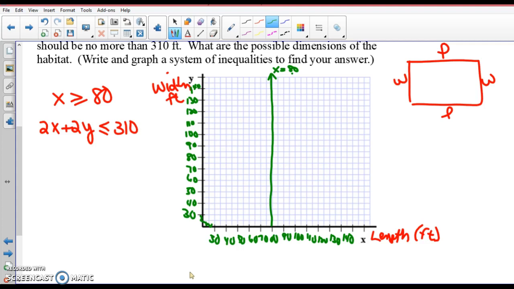Now, which way would I shade for greater than? Where is x greater than 80? To the right or to the left? To the right. So I'm going to put a small little arrow reminding myself that I'm shading that line to the right. All right. This line, I'm going to change my color to blue. I'm going to graph this by finding the x-intercept and the y-intercept. If I put 0 in for y, 310. I need to go a little further here. 160.